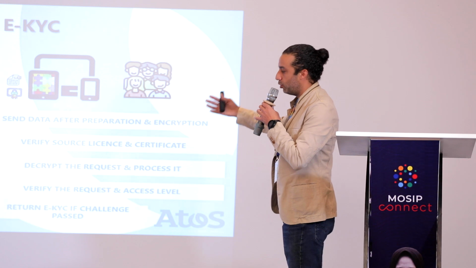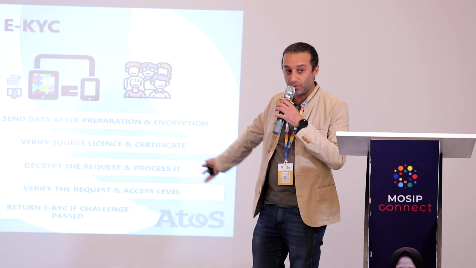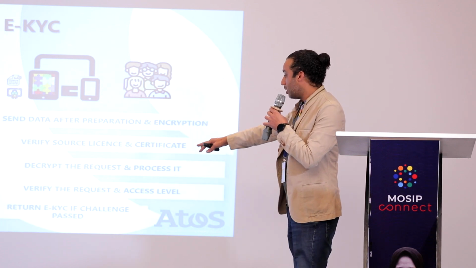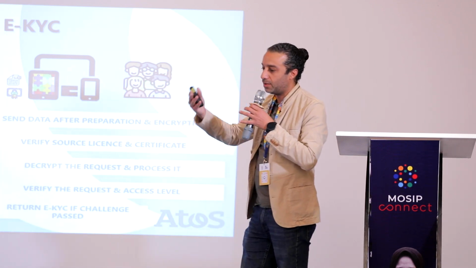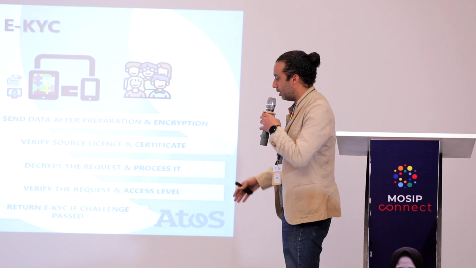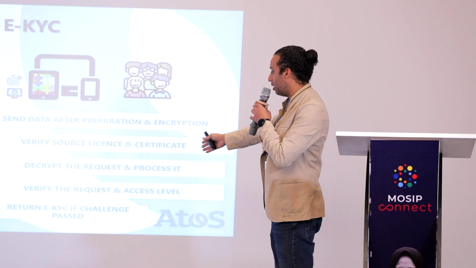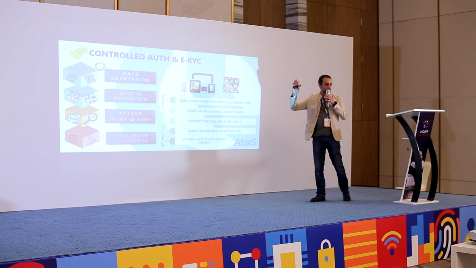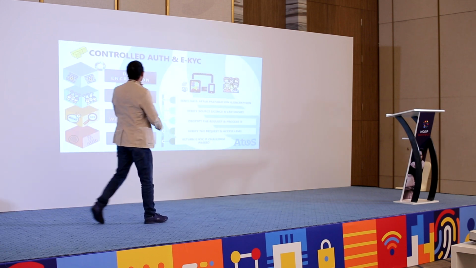And after that we decrypt the request, of course, when it comes to the backend, using the HSM and the keys that we have already talked about. Verify the request and access level, which means, okay, we decrypted, it's a good partner. Can he do this? Is he allowed? If he's allowed, we go to the next step, verifying the challenge, the access for the citizen. If the challenge is passed, we return the result. So this is how it's done for the authentication and KYC.